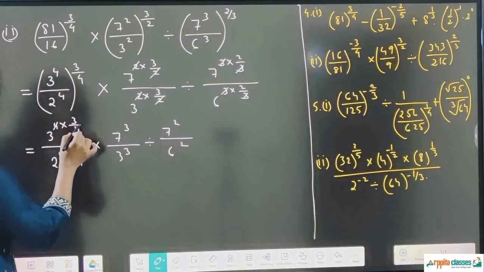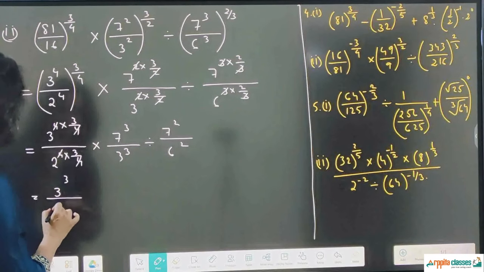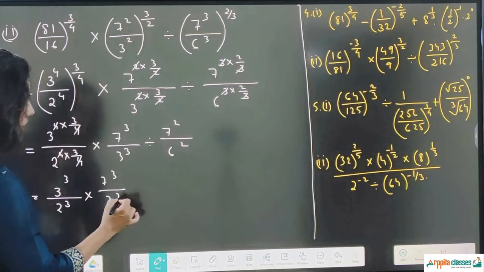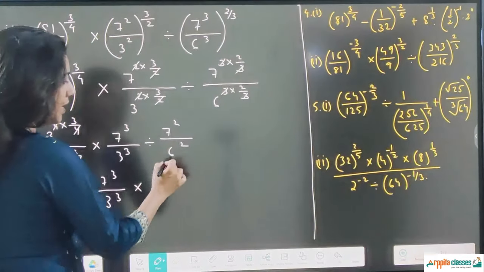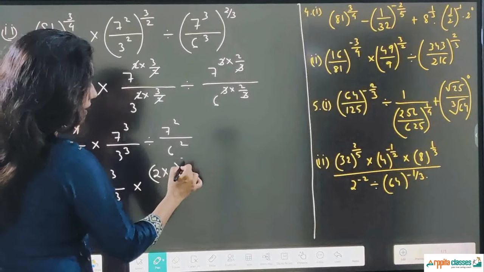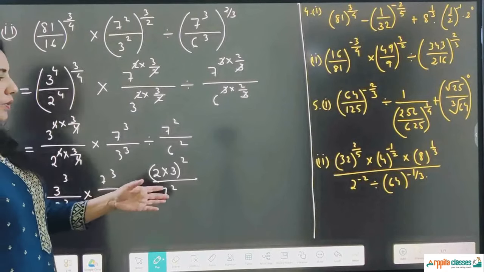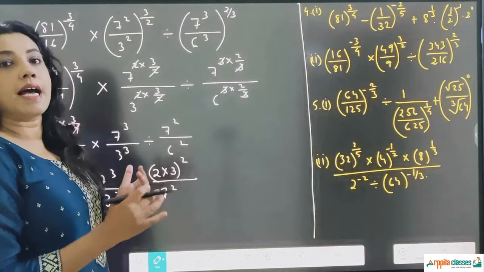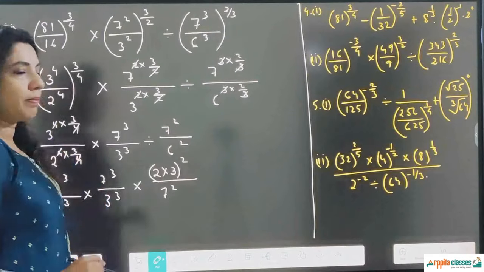Okay, now 4 and 4 get cancelled. 3 to the power cube, 2 to the power cube into 7 to the power cube, 3 to the power cube. In place of division, I put a multiplication sign and reverse it. While reversing, in place of 6 I am writing 2 into 3, that whole to the power 2 divided by 7 square. As I told you, I could have used 6 square also, but I am using the properties of indices as much as possible. So in place of 6 I wrote 2 into 3 and that whole to the power 2 is there.